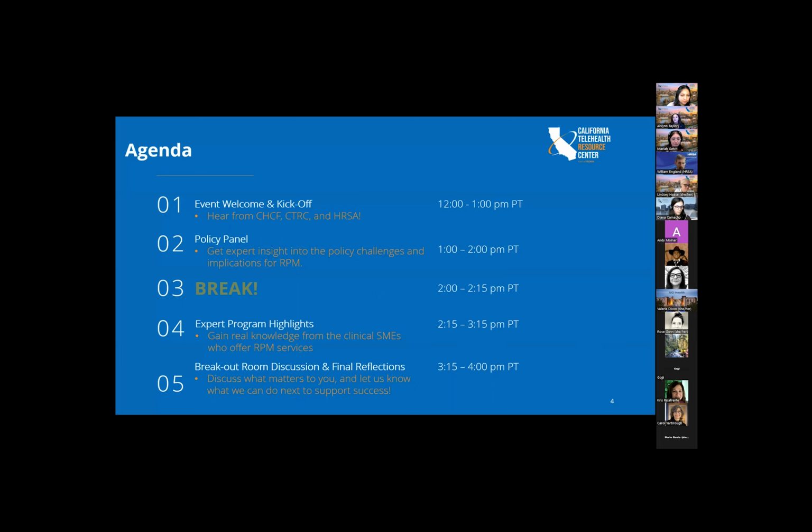This is our agenda for today. We have a lot to cover. It's going to be a fun, full day. We're going to kick off with a welcome from CHCF and CTRC, our event hosts, and HRSA. Then we're going to flow into a policy panel with great insights into policy challenges and implications for remote patient monitoring. Then, of course, we've got a break. It's a long day. Everybody needs a break every now and then.